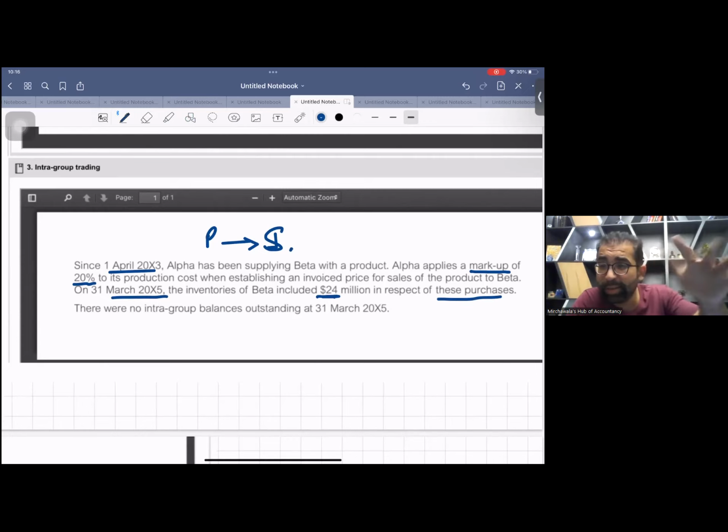Very simple. I think you can do it yourself. It's an insult to solve this. This is very basic. Okay.